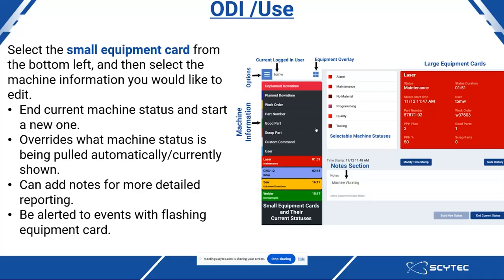And these small equipment cards, I'm going to be showing you later on in this webinar. You can also be alerted to events with a flashing equipment card. So if you see the laser there or the CNC machine and that small equipment card starts flashing, that is to notify an operator to go out and attend to a machine after a certain user-defined threshold has been crossed. For example, if a machine has been in an unknown downtime for longer than about a half hour, or an hour, that small equipment card will start flashing, alerting the operator to go out and attend to that machine.